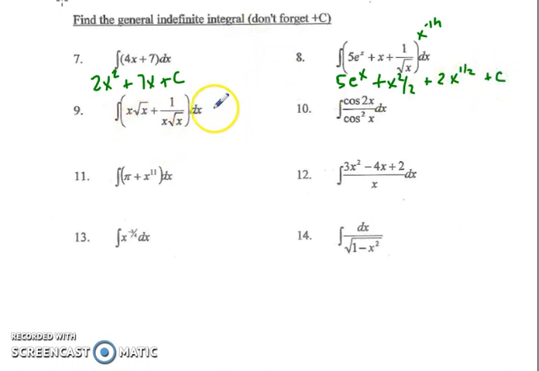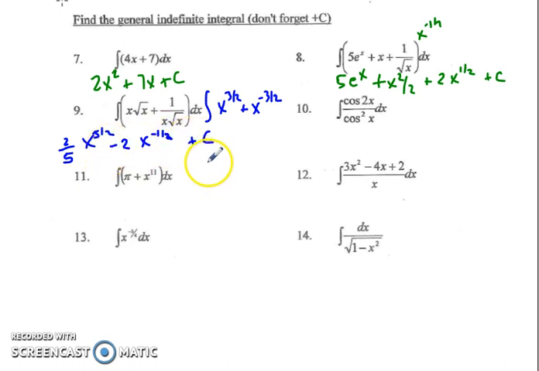So for 9, I will rewrite this as x to the 3/2 plus x to the negative 3/2. That's what I'm integrating here. So I'm going to go up a degree to x to the 5/2, and when I divide by 5/2, I multiply by 2/5. Then on the next one, I go up a degree to x to the negative 1/2, and when I divide by negative 1/2, it's really like multiplying by negative 2, and then I add a plus c.